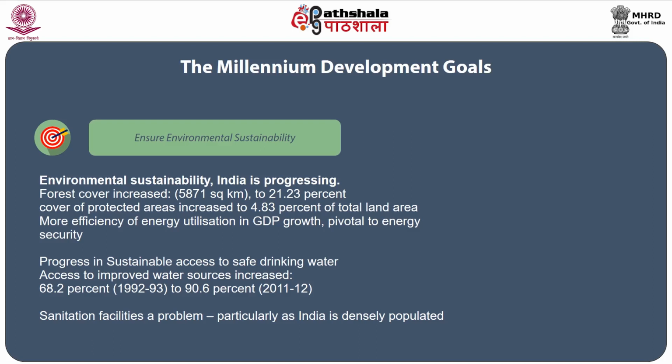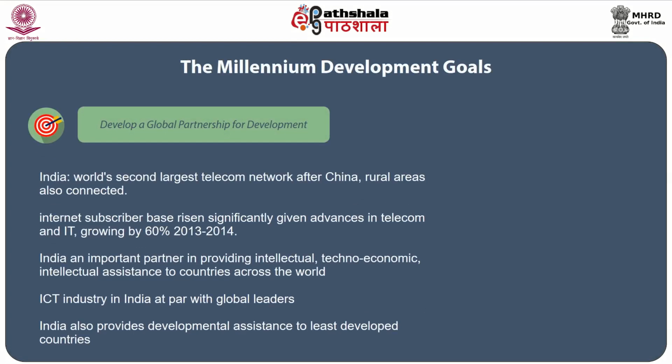Access to improved water sources increased from 68.2% in 1992-93 to 90.6% in 2011-12. Sanitation facilities remain a problem, however, particularly considering that India is one of the most densely populated countries in the world. The final goal: India has the second largest telecom network in the world after China, with the rural areas also connected.